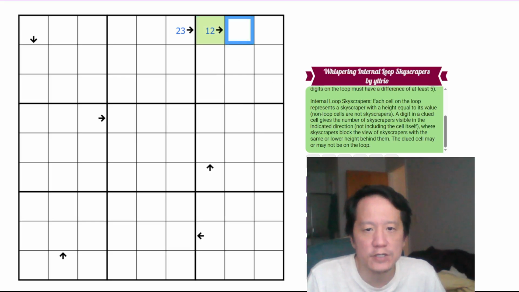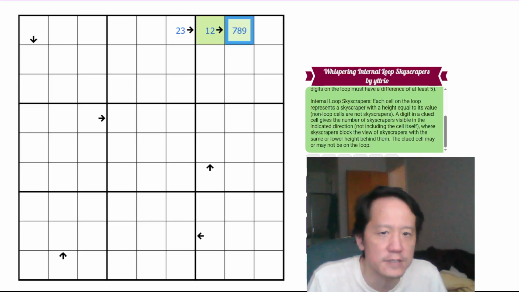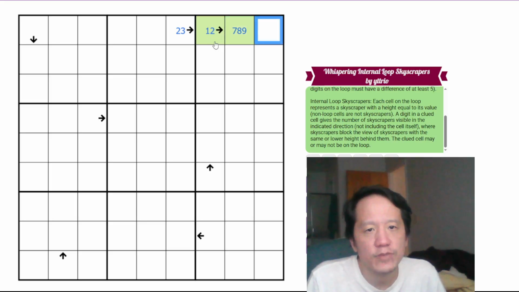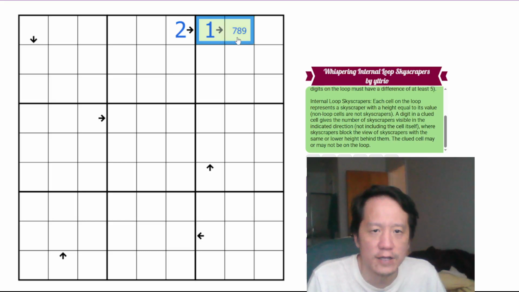So this is on the loop. This is on the loop. This must be what? 7 through 9 because it cannot be 6. Therefore, this would see 1 skyscraper, and this would see 2, right? Because it will see any of these. This cannot be on the loop, though. So therefore, this must be on the loop.